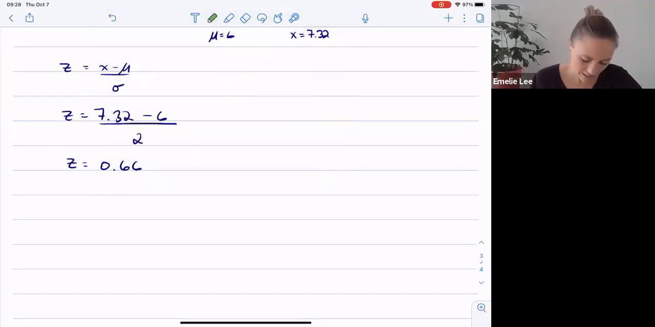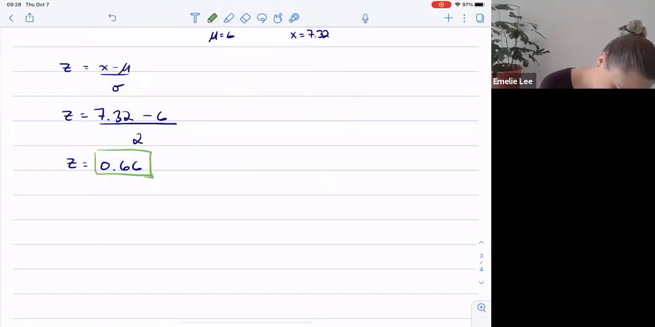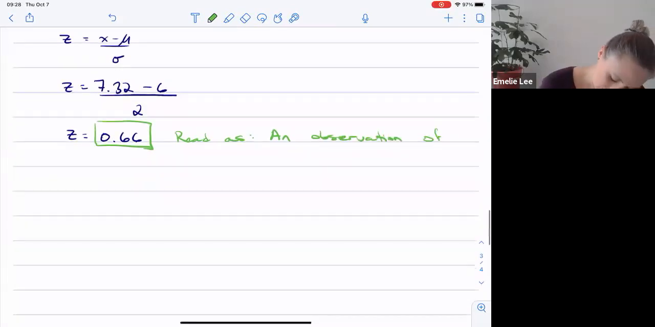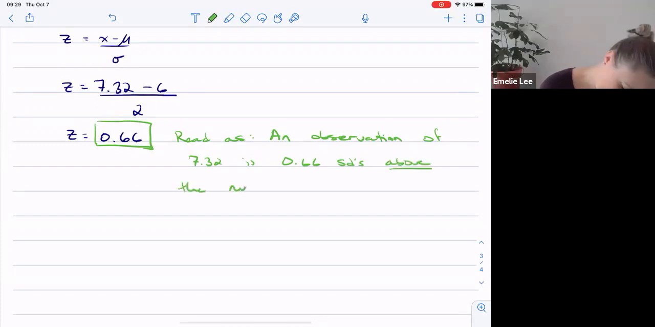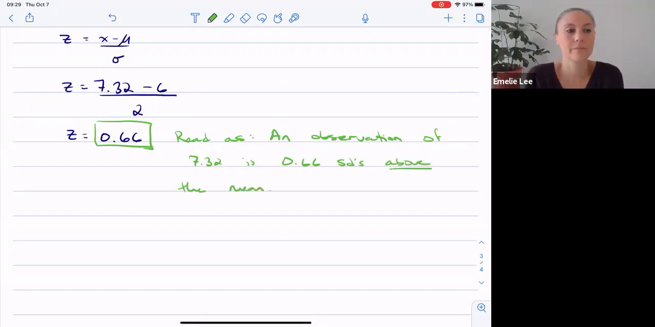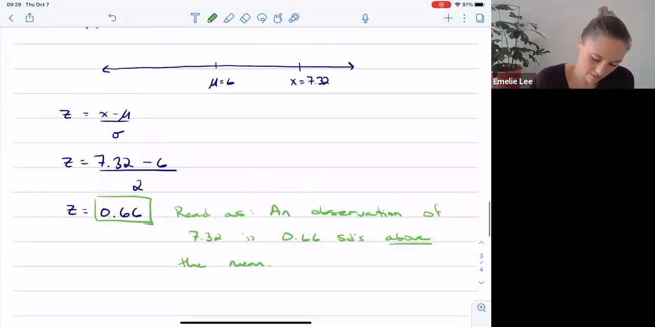So here I can read this as an observation of 7.32 is 0.66 standard deviations above the mean. Okay. So that's how I want you to think about z-scores.